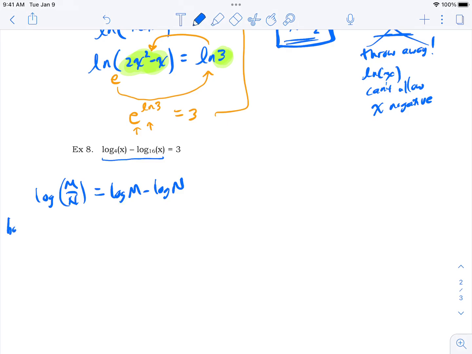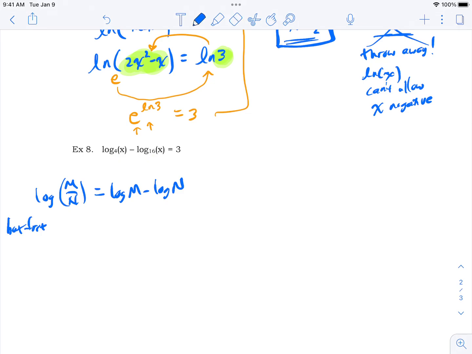But first, we need to make both of these into the same kind of logarithm, which means either that log 4 should be made into a log 16 or that log 16 should be made into a log 4. Doesn't particularly matter which way you go. I think I'll go with the smaller number. It's just a little less weird seeming.